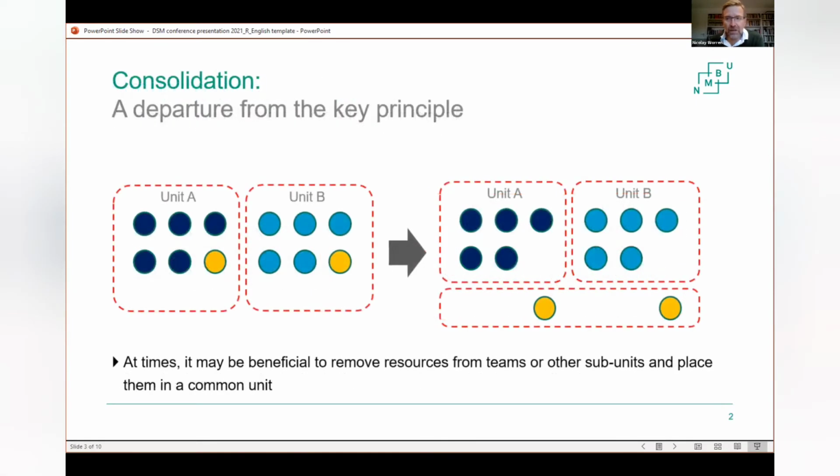That is when it might be beneficial to remove resources from teams or other subunits and place them in a common unit for shared services, for example, despite there being interdependencies with the roles in each unit. This is basically the concept of consolidation. Sometimes there is value in consolidating resources in a common unit instead of having dedicated resources in each individual department or team.